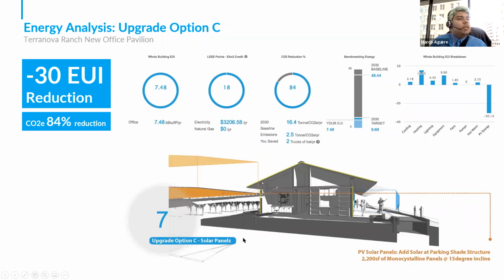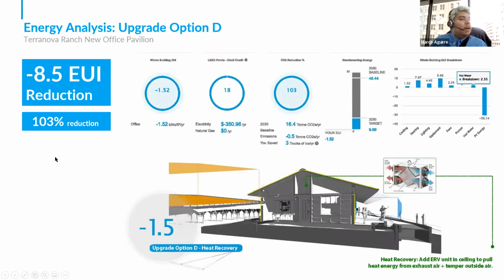For option number 3, installing a PV system. 2,200 square feet of monocrystalline panels. This was a huge energy saver, dropped them an additional 30 EUI, got them up to 84% CO2 reductions.